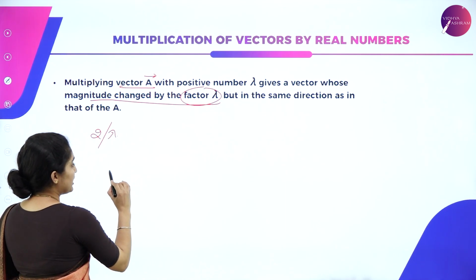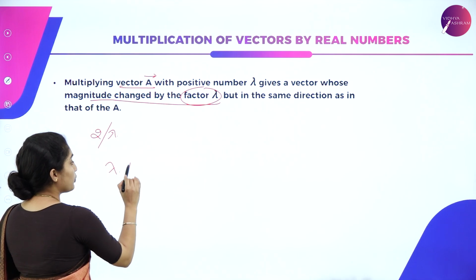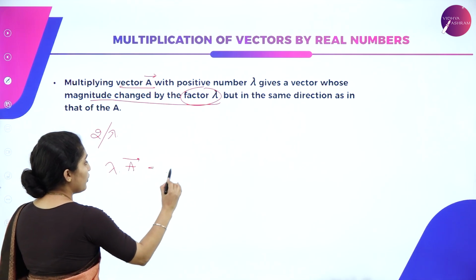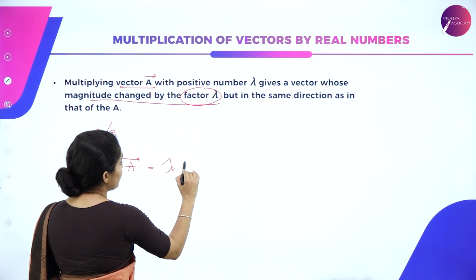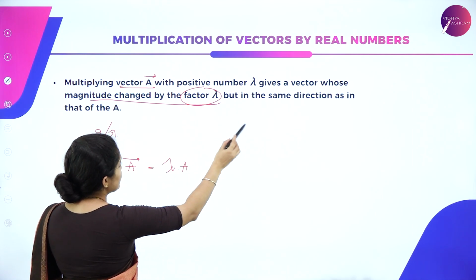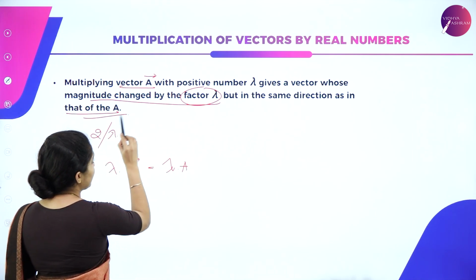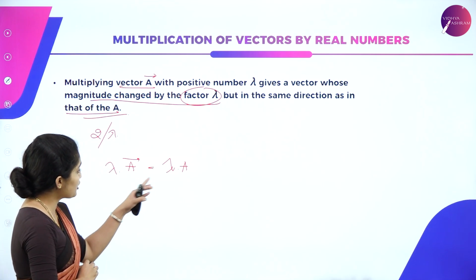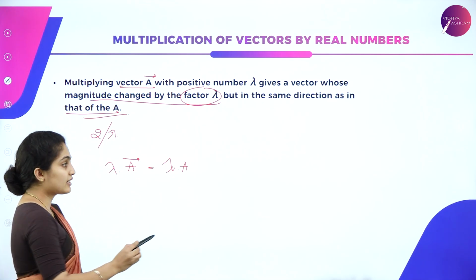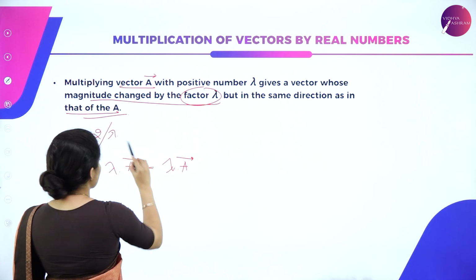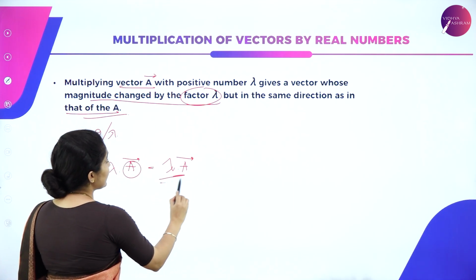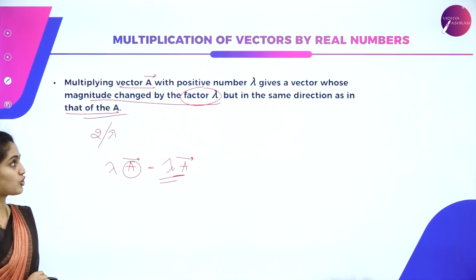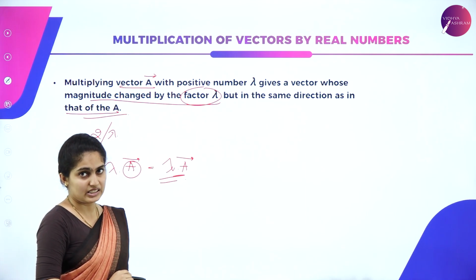So if you multiply a real number with a vector quantity, you have lambda into A, but in the same direction as that of A. The value will be changed by a factor lambda, but it will have the same direction as that of your A. That is called the multiplication of vectors by a real number.